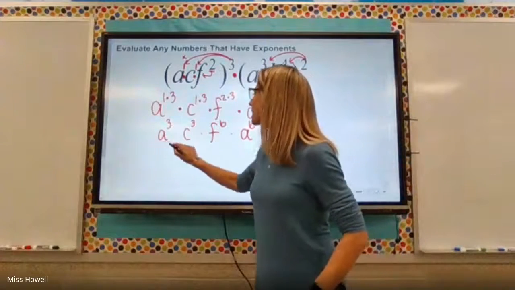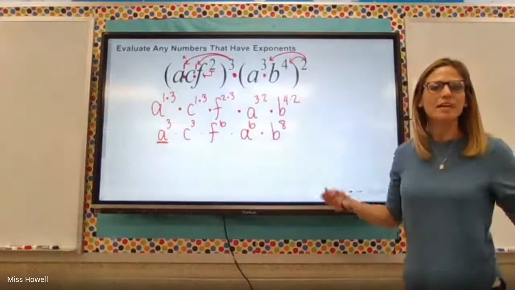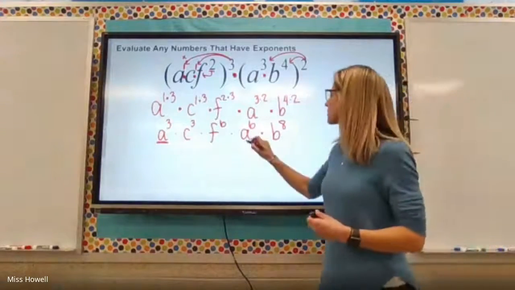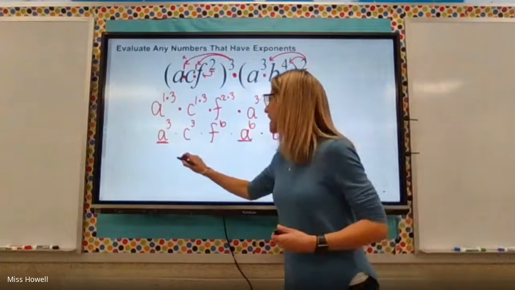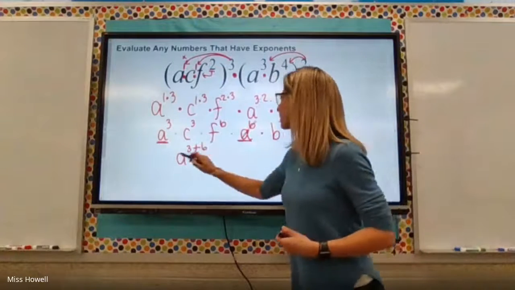All right, so this is a to the 3rd. If I have any other base here that's also an a, I can take their powers or their exponents and add them up, which we do right here, another a to the 6. We have an a to the 3 plus 6. That would eliminate both of these.